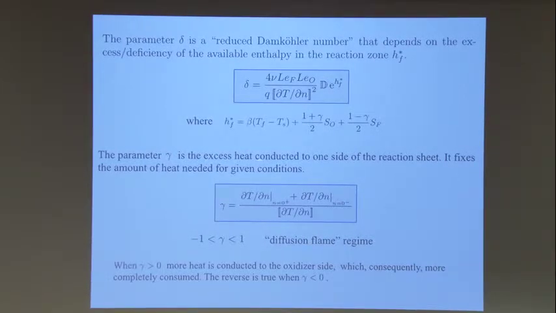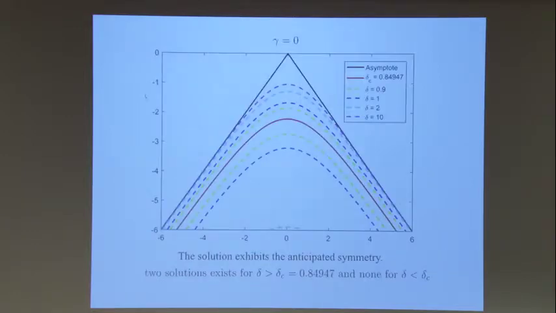And gamma, what is gamma? Gamma is the sum of the two slopes divided by the jump. So essentially, it tells you how much more heat is conducted to the left than to the right, okay? And so that's what these two parameters stand for. And here are the solutions for this boundary value problem. First the solution for gamma equal to 0. Because of the symmetry, everything is symmetric.